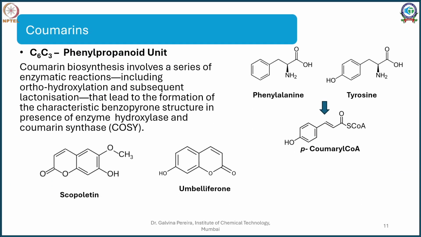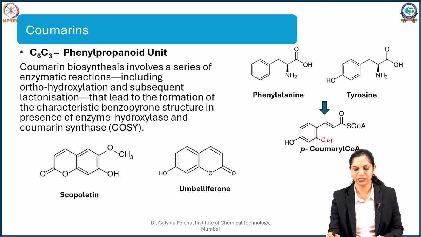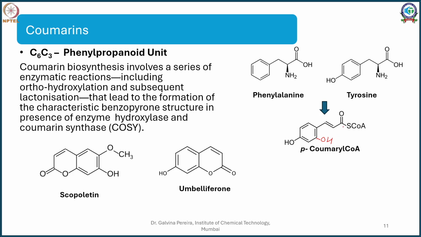The next set of compounds which are derived from your phenylpropanoids are your coumarins. Now coumarins are cyclic compounds, they involve lactonization. So what happens here is from phenylalanine and tyrosine you get a compound called as coumaryl CoA that we have discussed. Now this coumaryl CoA further undergoes hydroxylation, and this hydroxylation is done in presence of an enzyme called as hydroxylase, and further it undergoes lactonization, that is it will undergo cyclization. Now when it undergoes cyclization, from here you will see this will join and you will get a coumarin, that is a lactone like structure, and this is catalyzed by an enzyme called as coumarin synthase.